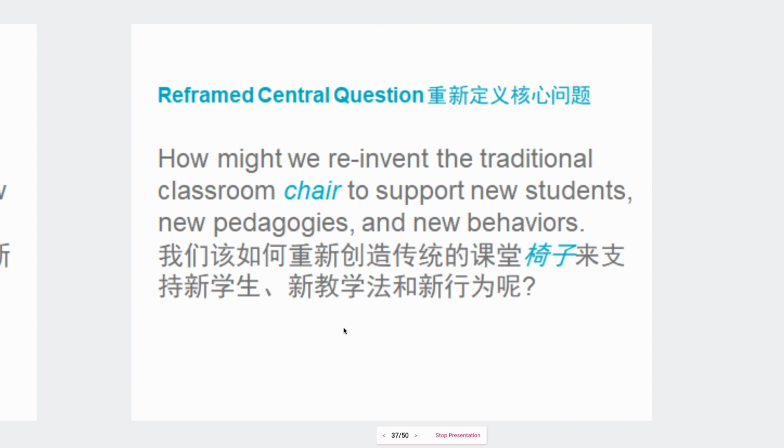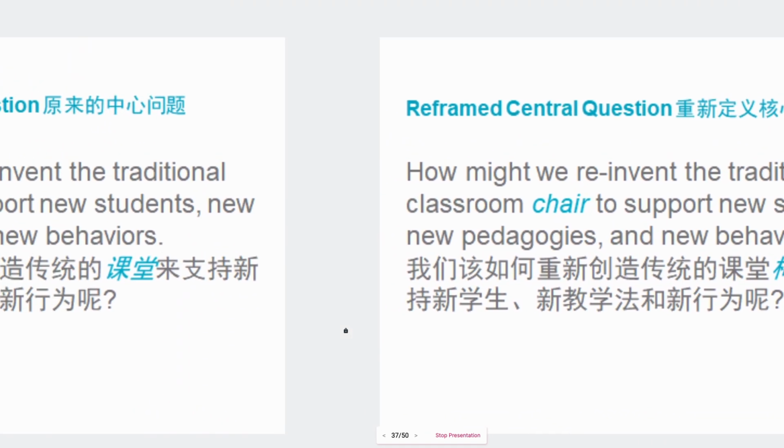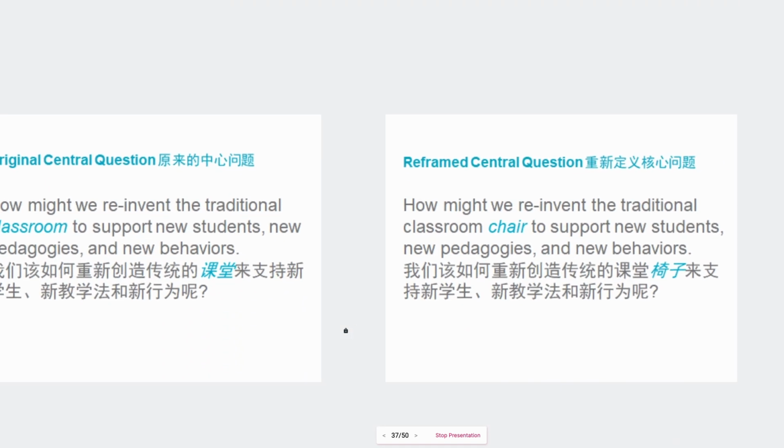Then we can see we have the second central question. As I shared before, the central question can be revised during the process. And we change to how might we reinvent the traditional classroom chair to support new students. Okay, so what is the difference between these two central questions? Why do we need to change the central question? Can anyone share?